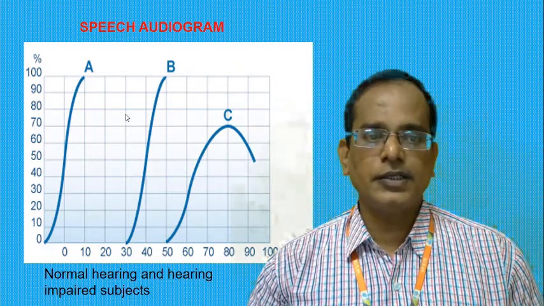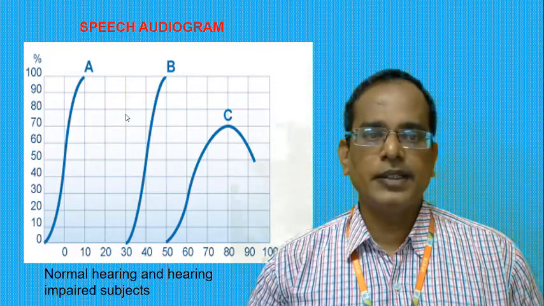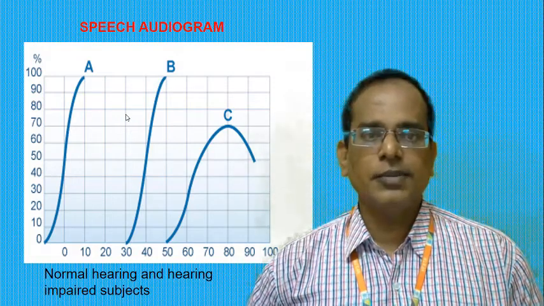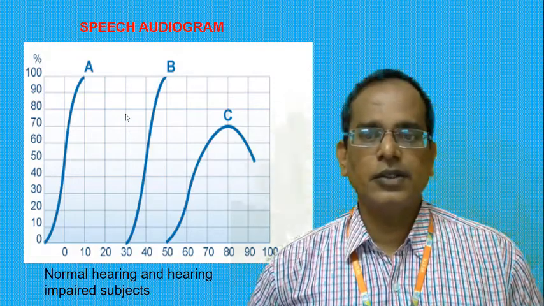First they start at 0 dB. What level are they obtaining? What will the response be at 30 dB? What will the response be at 50 dB? According to the amplitude, they will measure the auditory nervous system. That is the importance of this speech audiogram.